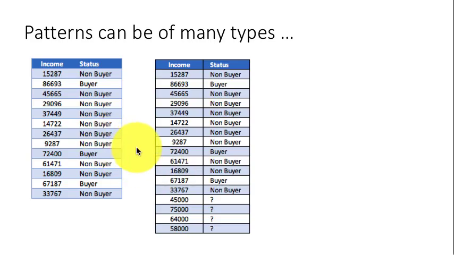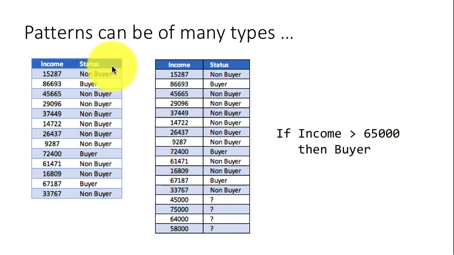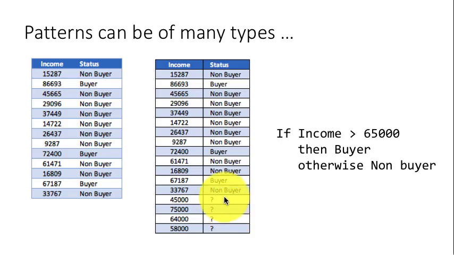Let's continue. If you take a look at this data closely, you will find that for all the people whose income is, let's say, greater than 65,000, they were all buyers. So 86,000 is a buyer, 74,200 is a buyer, 67,187 is a buyer. Everybody else has income less than 65,000 and they're all not buyers. So you may say if income is greater than 65,000, then the person is going to be a buyer. Otherwise, the person is not going to be a buyer. Now you come along here and you can make predictions. You can say 45,000, it's going to be not buyer. 75,000 buyer, 64,000 not buyer, 58,000 not buyer.